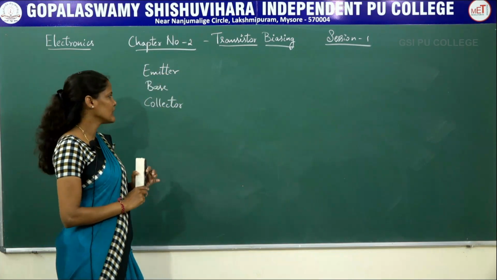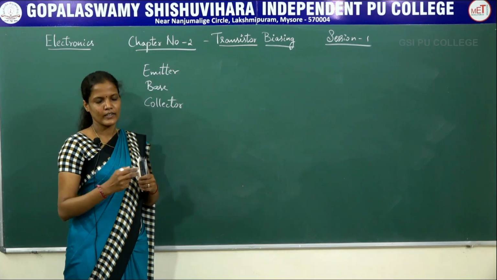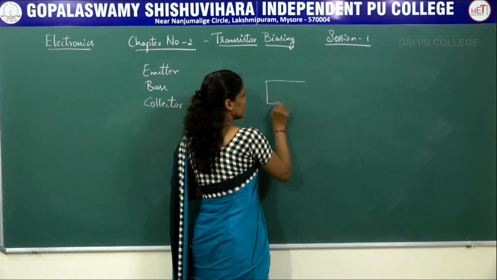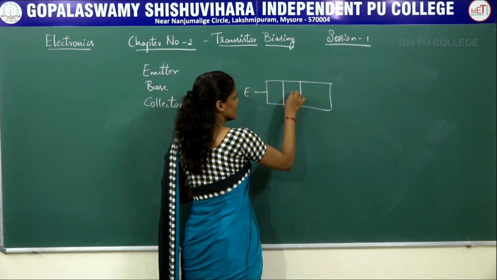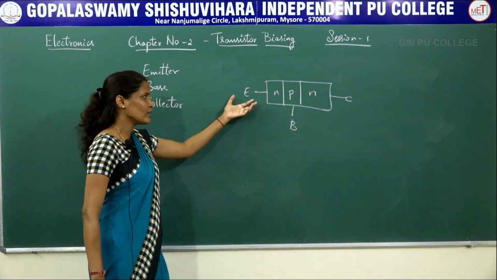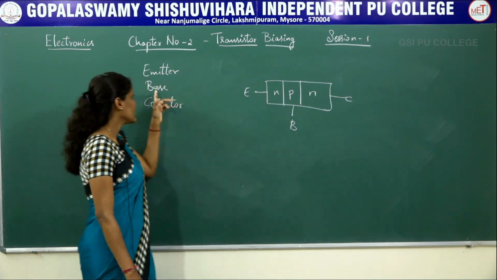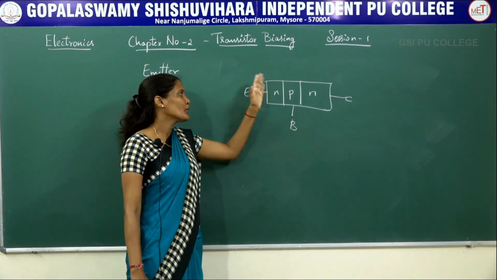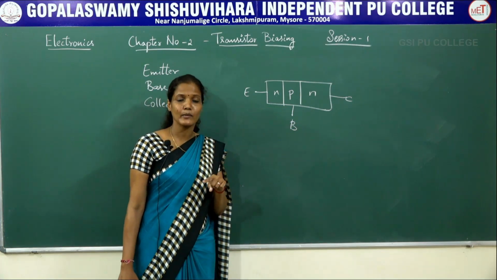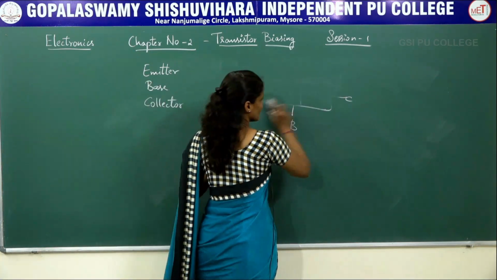Let us try to understand the functions of these three terminals. Emitter is nothing but a terminal which provides the charge carriers to flow from the emitter to the base region, because in a transistor first comes the emitter, then the base, and then the collector, whether it is NPN or PNP. Base is the terminal which controls the flow of charge carriers from the emitter terminal to the collector terminal, whereas collector is the terminal which collects the charge carriers, which can either be the majority charge carriers or the minority charge carriers. So these are the functions of the emitter, base and the collector.